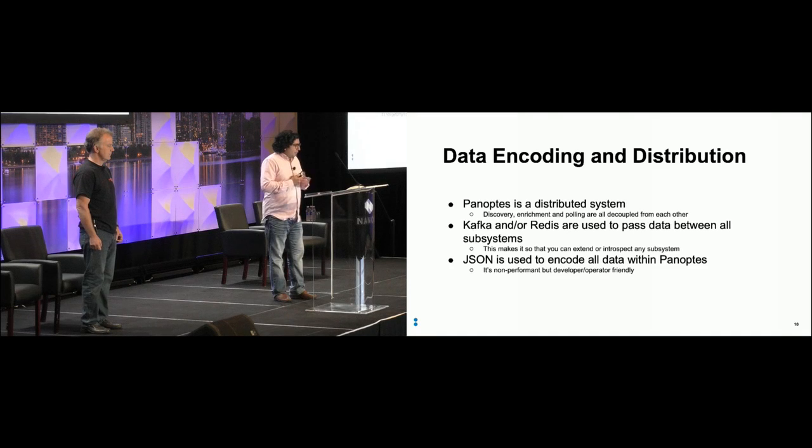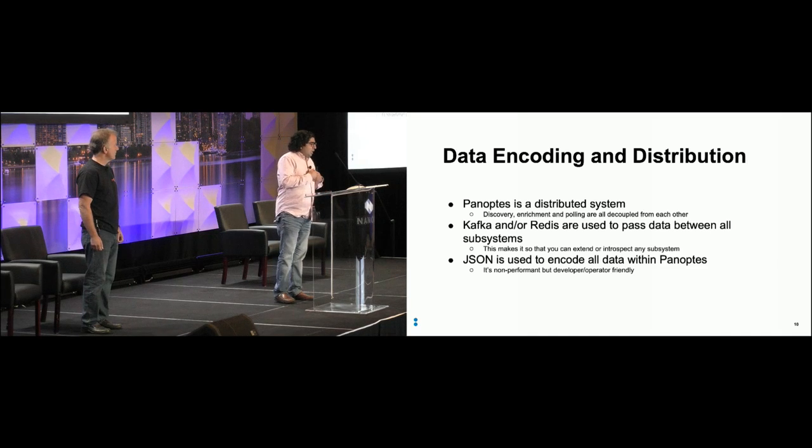Now, a word about the data encoding and distribution. Panoptix was built from day one as a distributed system. We knew that at our scale, building a system which could only scale vertically, which means we had to add more processors or more memory to the same host, would simply not work. So we've actually built it as a horizontally scalable system.